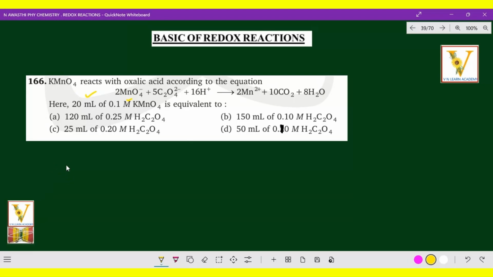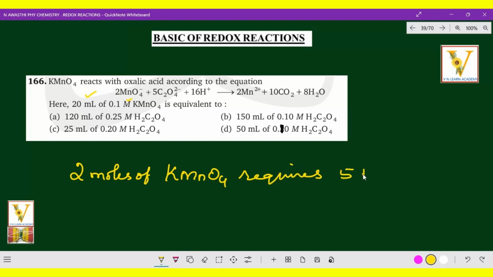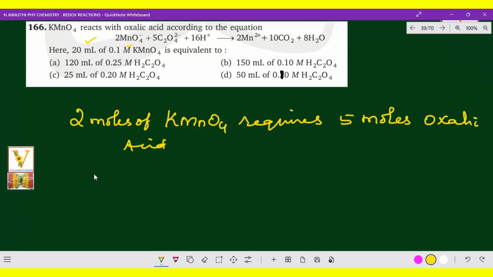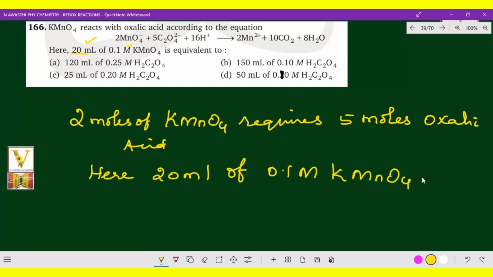Okay, now here 2 moles of KMnO4 requires 5 moles of oxalic acid. Oxalic acid, right? So that means here 20 ml of 0.1 m KMnO4 is equivalent to. So that means very clearly they have provided the equation in that. Here only it has mentioned very clearly, so nothing to write it once again.